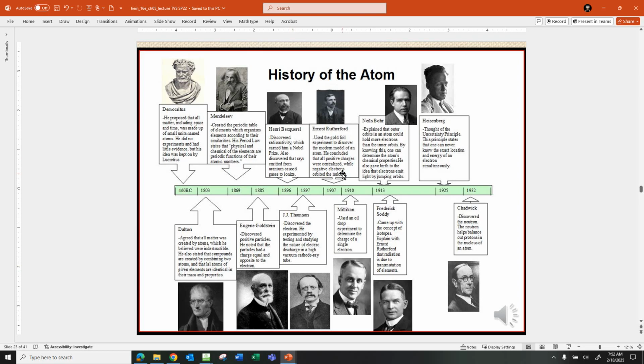Rutherford with the gold foil. Positive charges were centralized in the nucleus. He was the one that coined that. And then Bohr. Now, all of these other gentlemen have important additions to the history of the atom, but those are the big four that I'm asking you to know.